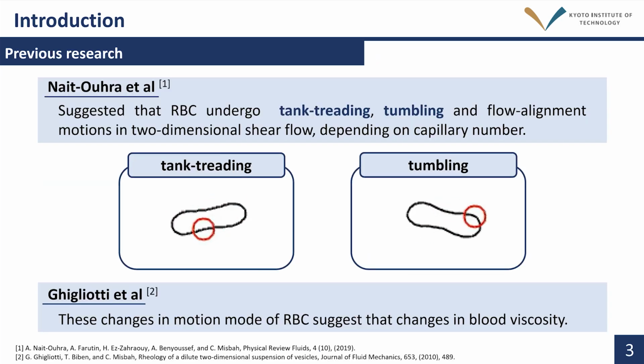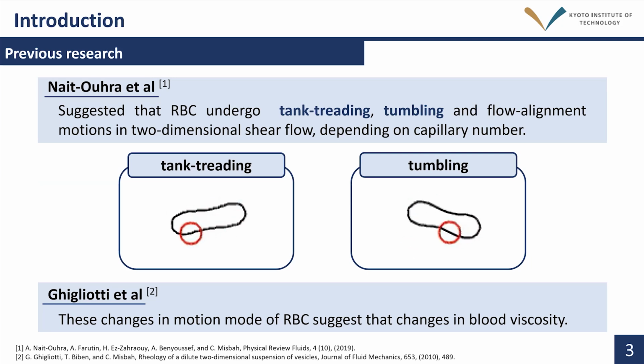In previous studies, Knight et al. suggest that RBC undergo tank-treading, tumbling, and flow alignment motions in two-dimensional shear flow, depending on capillary number. Tank-treading is the motion in which RBC is oriented in the direction of flow, with only the membrane rotating. And tumbling is a motion in which RBC shows rotational motion of the RBC itself.